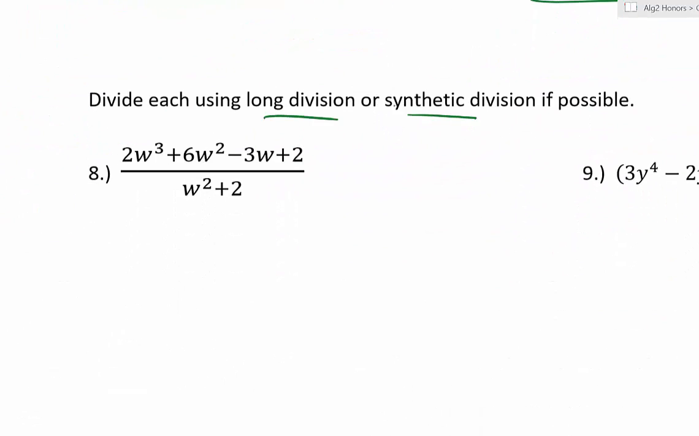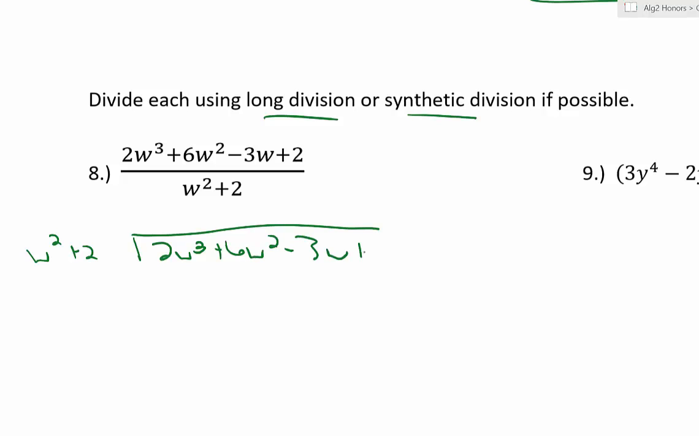Alright, long division or synthetic division. I have w squared, so this is going to have to be long division. 2w cubed plus 6w squared minus 3w plus 2. Alright, so I have w squared, I want 2w cubed, so I need 2w. So 2w cubed is what I'll get when I distribute into here. And I'll also get w to the first power, and it's going to be plus 4w.